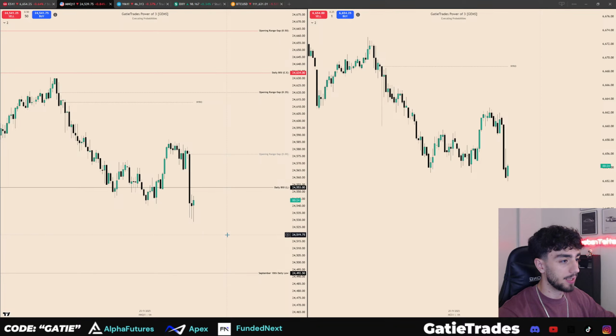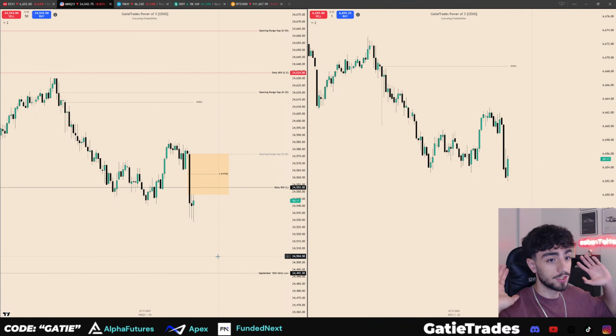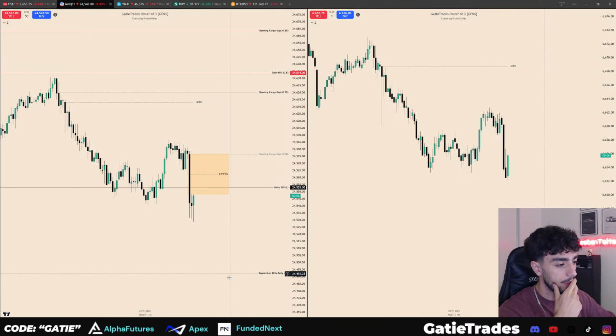So now we wait. I mean, if we could get an easy one, just tap in there, order block, target the daily low, that'd be nice. This is my drawn liquidity right now. This old low, currently SMT'd with ES.